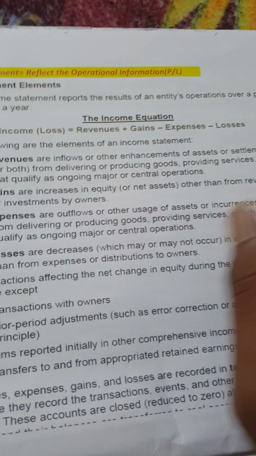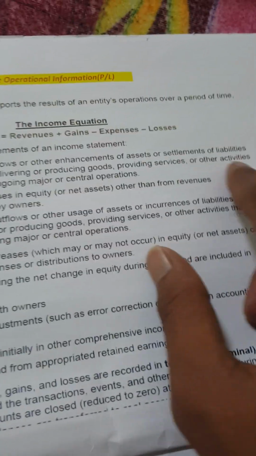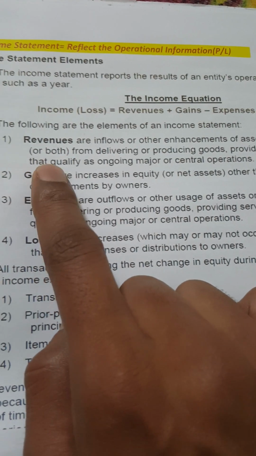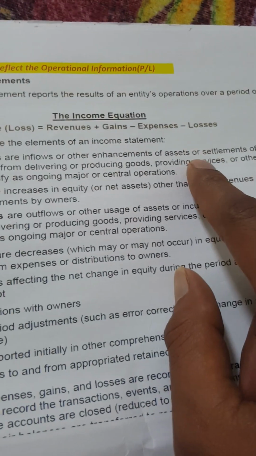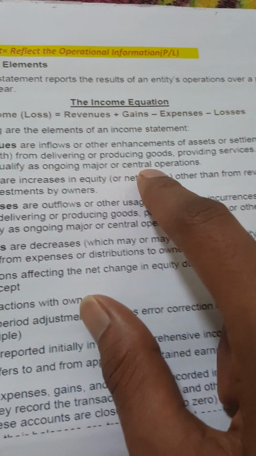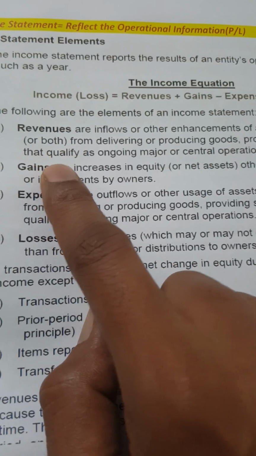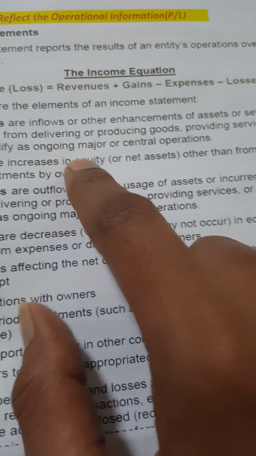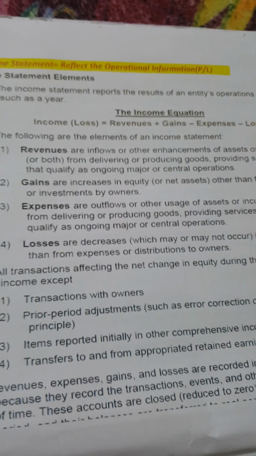Revenue is an inflow or other enhancement of assets or settlement of liabilities, or both. So either it could be the settlement of liabilities or an enhancement in assets, from delivering or producing goods, providing services, or other activities that constitute the entity's ongoing major or central operations. So this is how it is defined.